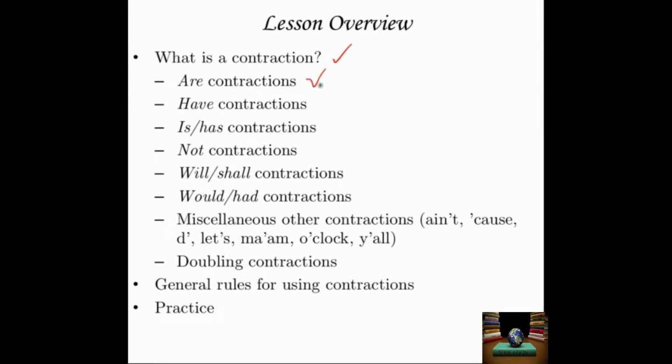English. Are contractions, have contractions, is, has, not, will, shall, would, had, and, of course, miscellaneous other contractions, because it wouldn't be English if it didn't have exceptions. Ain't, which isn't actually a word, so we'll go over that. Cause, let's, ma'am, o'clock, and the inevitable y'all.